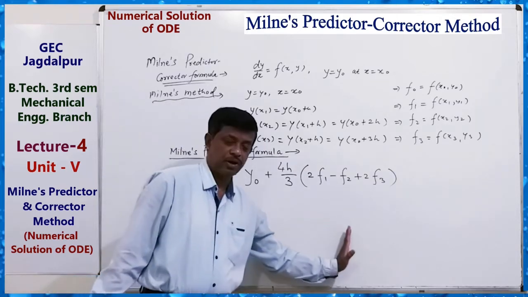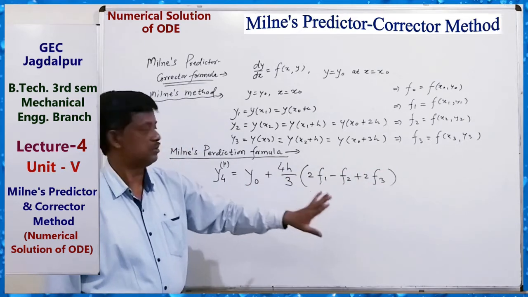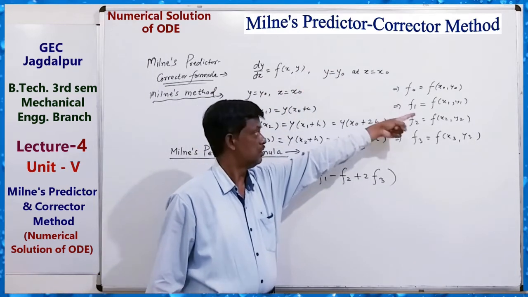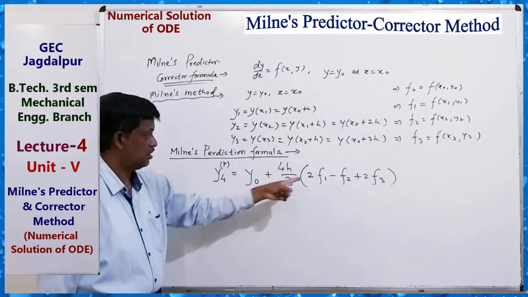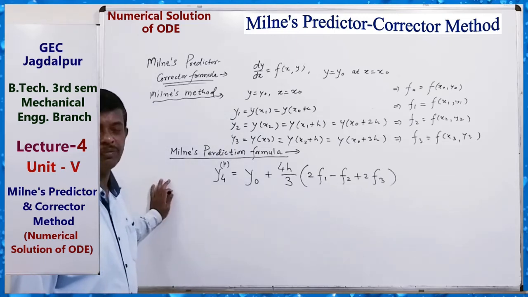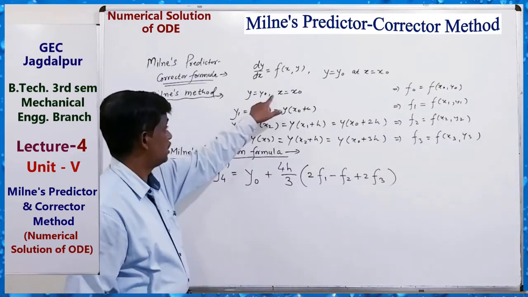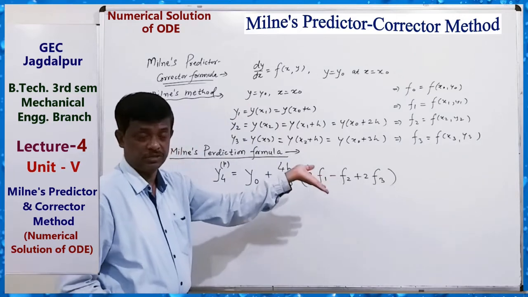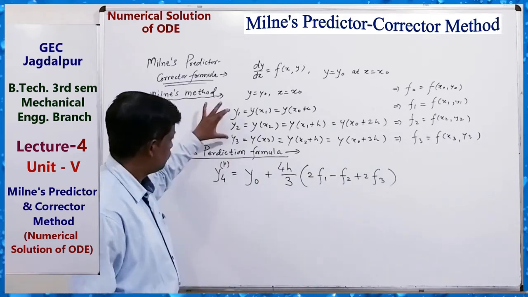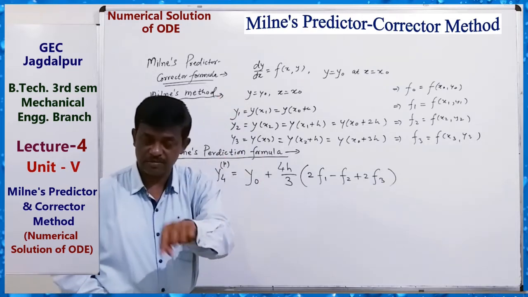For prediction of y4, the previous 4 values are required: y0, y1, y2, y3. Whenever we know y0, y1, y2, y3, we can find f0, f1, f2, f3 from the differential equation, and they are used here. So this is the prediction formula. Only y0 is known initially, so using any of the previous methods, generally Taylor series method or Runge-Kutta method, you can get y1, y2, y3. After finding these 4 values, we can use the prediction formula for getting the next value of y, that is y4.